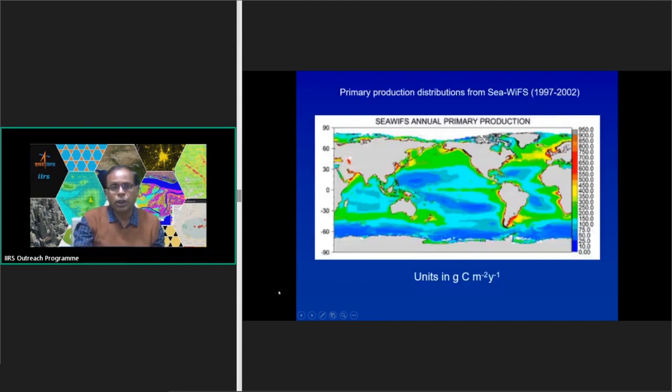Now this is the picture of the global primary productivity of the ocean. It is showing the high productive areas in the coastal waters, and the low productive areas in the open ocean. And you are getting daily images of primary productivity. It will be helpful for the study of the global carbon budget.